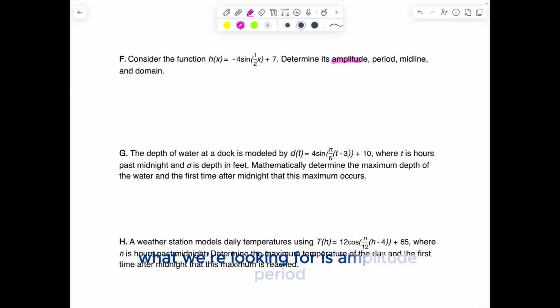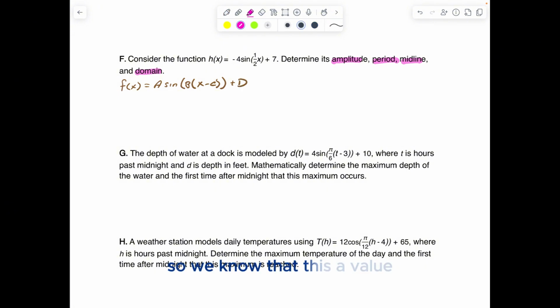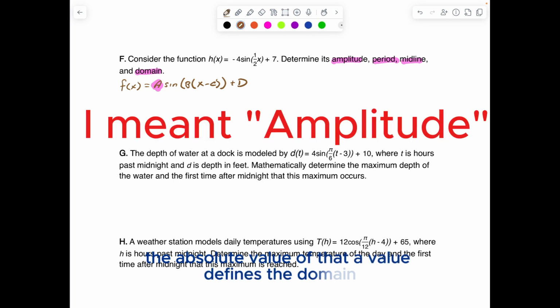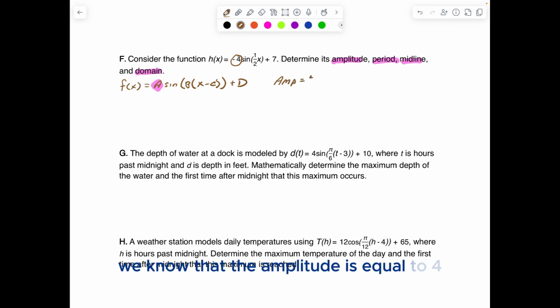What we're looking for is amplitude, period, midline, and domain. So if we remember our basic function, we have a times the sine of b times x minus c plus d. So we know that this a value, the absolute value of that a value, defines the amplitude. Right here, we've got an a value of -4. We know that the amplitude is equal to 4, the absolute value of -4. So that takes care of amplitude.